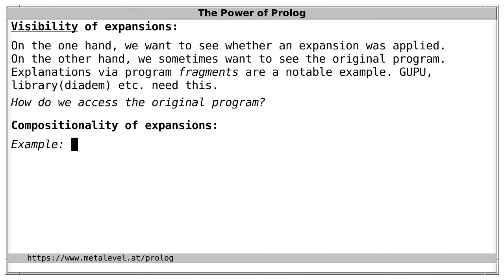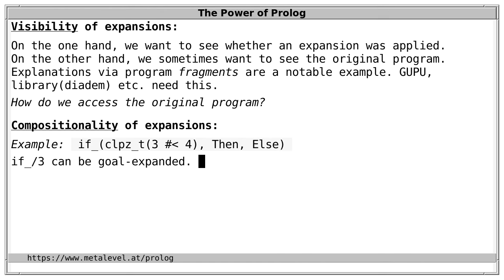modularity. For instance, let's consider if underscore used with CLPZ-T as its first argument. We know from the meta predicate declaration of if underscore that's a partial goal with one missing argument. If then else. Now, it's clear that at least something here can be goal expanded, because something is known about the partial goal. In fact, quite a lot is known about it. But how exactly would we define the goal expansion we need here?